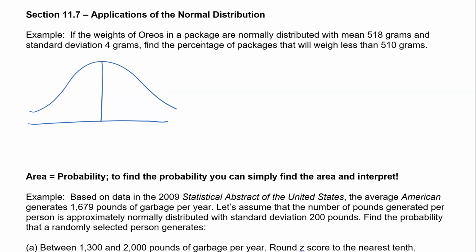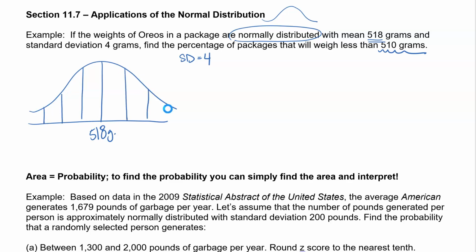If the weights of Oreos in a package are normally distributed, so that basically tells us we can draw this curve with a mean of 518 grams, so I put that in the middle, and a standard deviation of 4 grams, find the percentage of packages that will weigh less than 510. Okay, so what I would do at this point is draw some vertical lines on either side of the middle and use the standard deviation, add it and subtract it to the middle to find the values that should be on those bars. I'm just erasing the G there so I have more room to write.